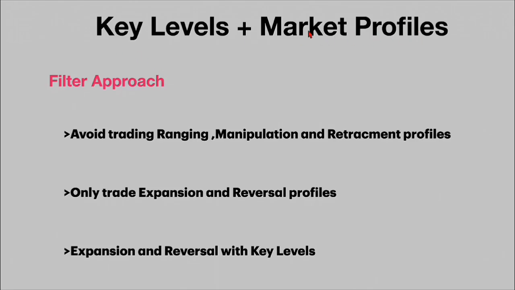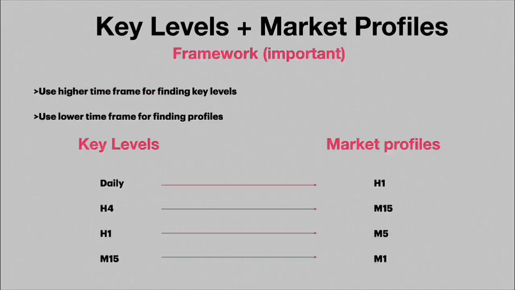Using market profiles and key levels together acts as a filter, helping us expect certain outcomes while avoiding others. We focus on trading expansions and reversals, as these profiles offer the most accurate price swings, while avoiding retracement, manipulation, and ranging profiles. For example, after a manipulation profile, we can trade the next profile because we know an expansion will likely follow a manipulation profile.